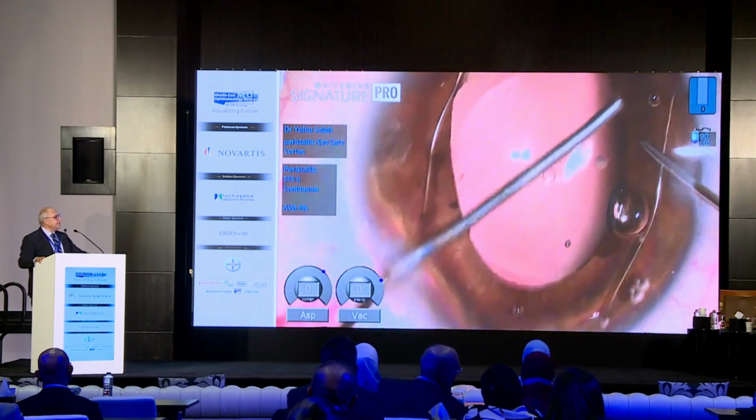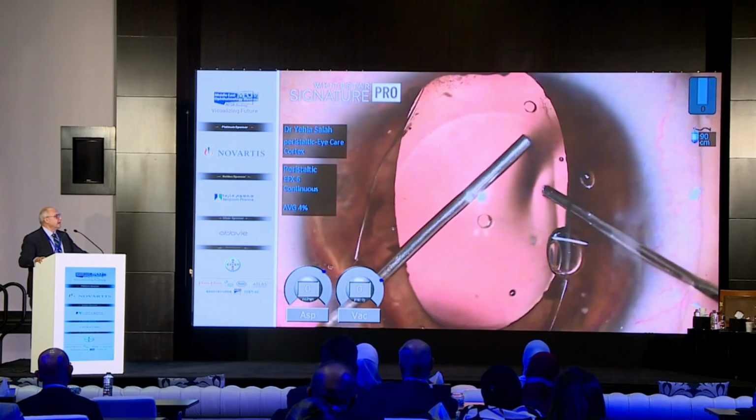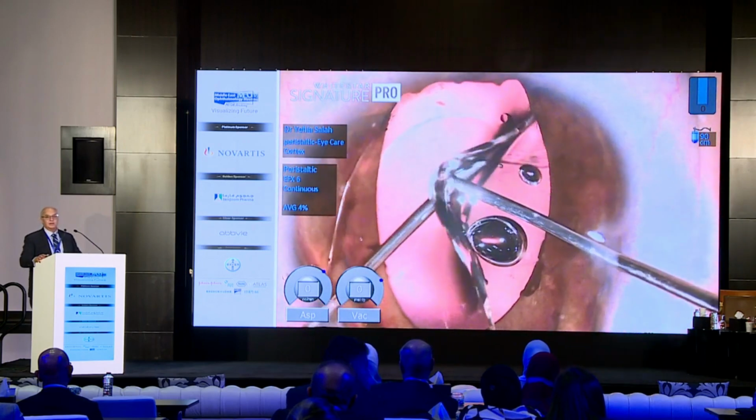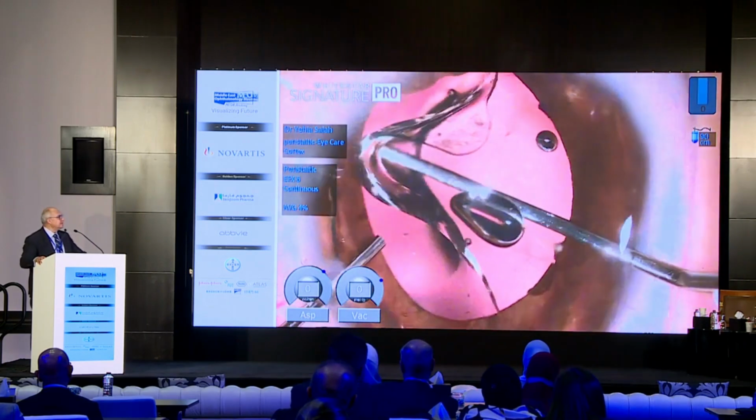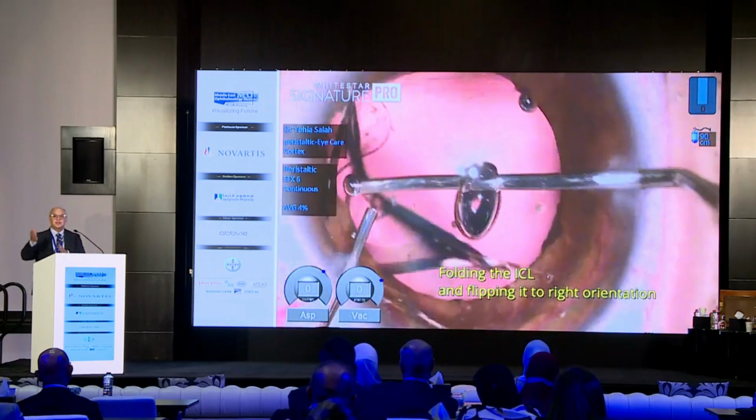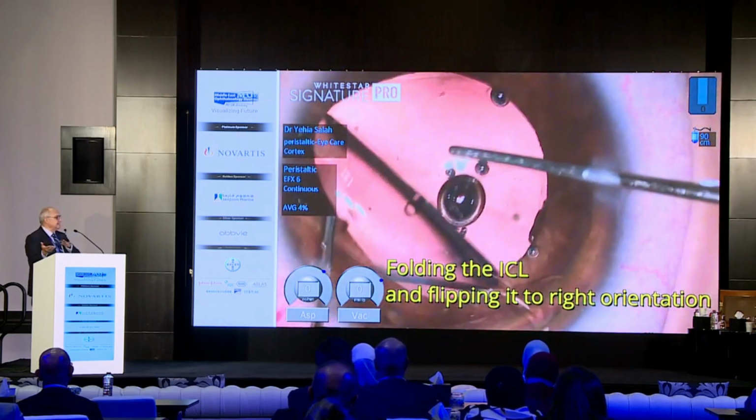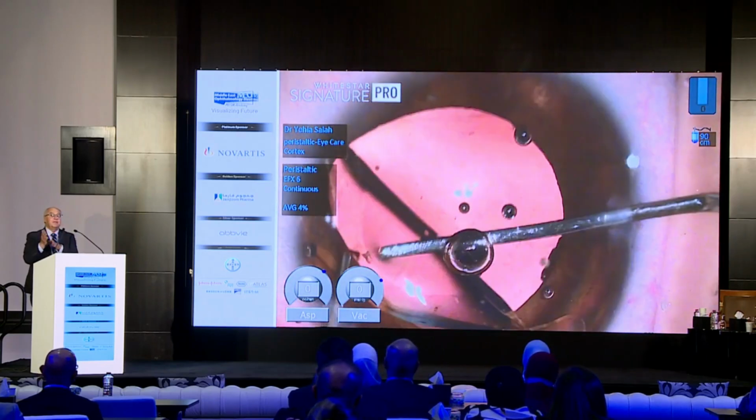Once I was able to get the lens in the anterior chamber, I was thinking I could flip it behind the iris. It was not easy. So now you can see one hand is flipping the lens, and it is very malleable.